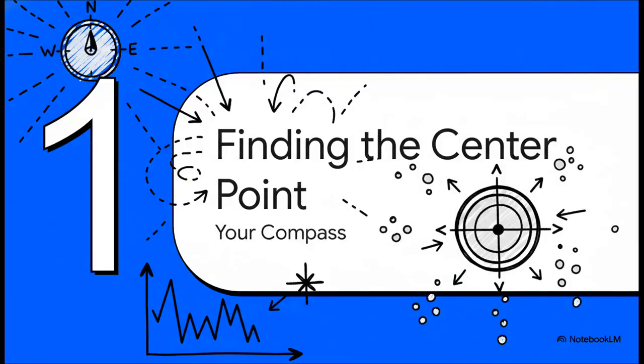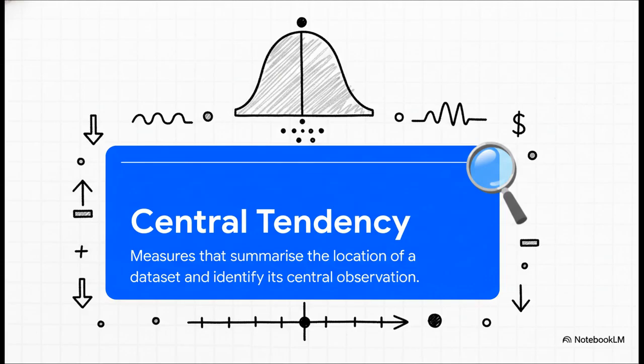So the first thing we need to do is just get our bearings. Before we can understand the journey the data is taking us on, we have to figure out where we are right now. Think of this first set of tools as our compass. It's all about finding the central point of our data. Now, the fancy term for this is central tendency, but don't let that throw you. It's really just the first step in orienting ourselves. It's a single number that tries to give us a feel for the data's location, its typical value.